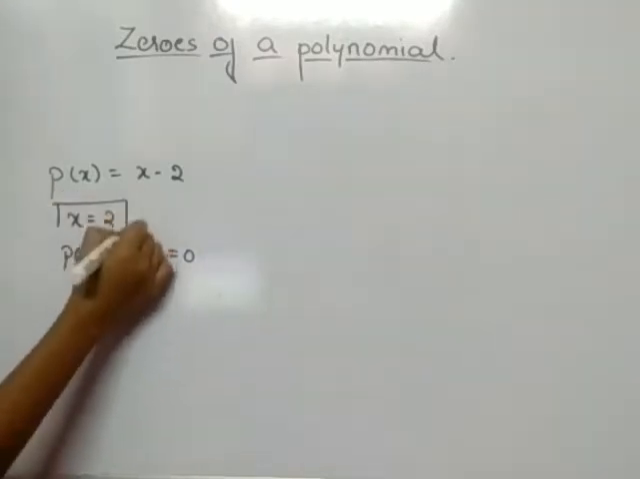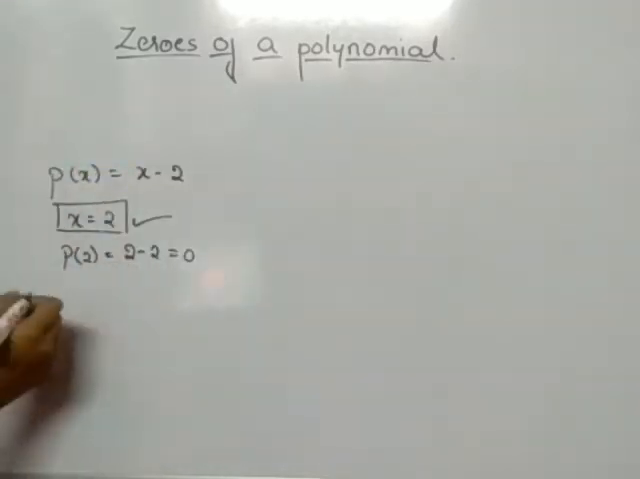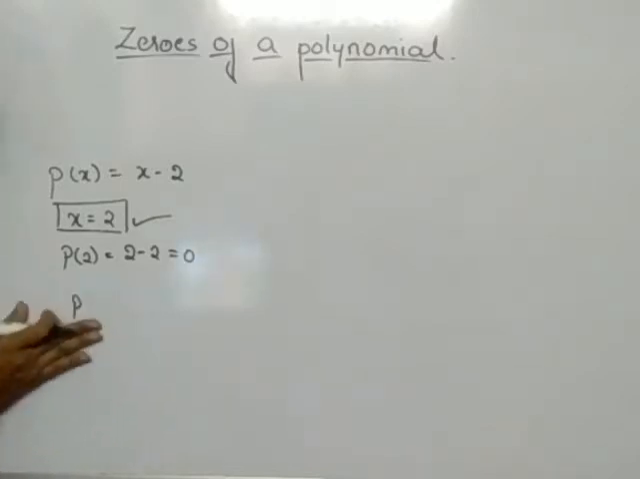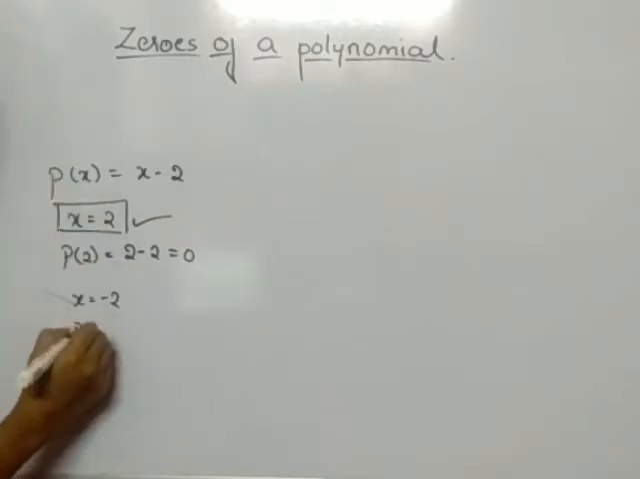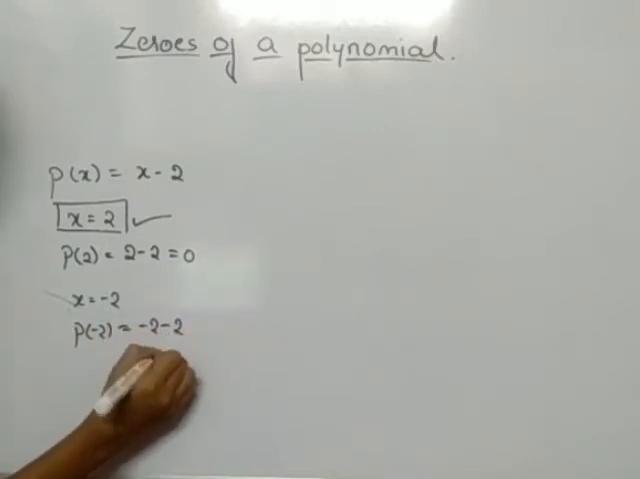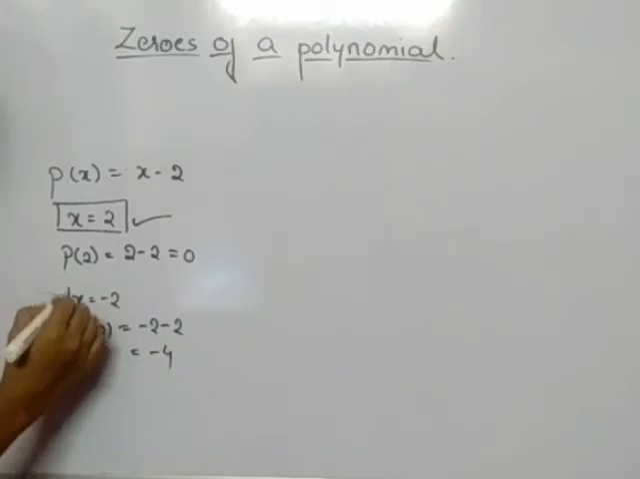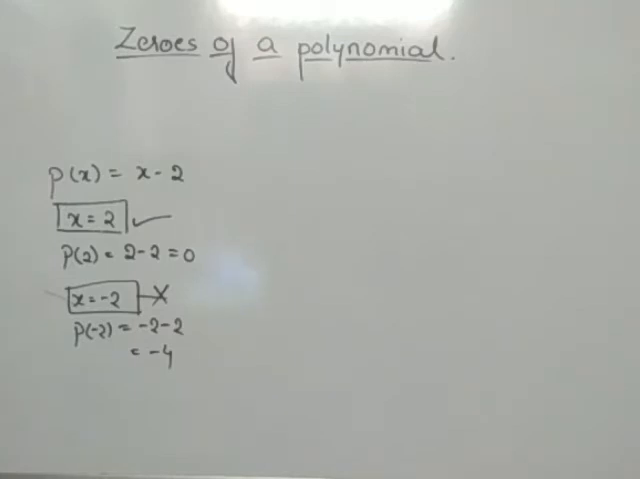So the value x equals 2 is called the 0 of the polynomial. The value x equals 2 is called what? A 0 of the given polynomial. If I put x equals minus 2 in this polynomial, P of minus 2 is equal to minus 2 minus 2. Totally we are getting minus 4, right? So x equals minus 2 is not a 0 of the given polynomial. This is one example to define the 0 of a polynomial. We'll see some more examples.